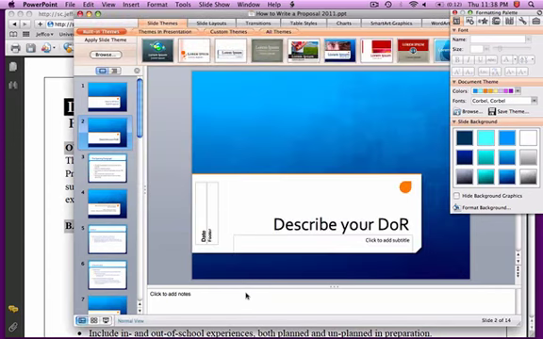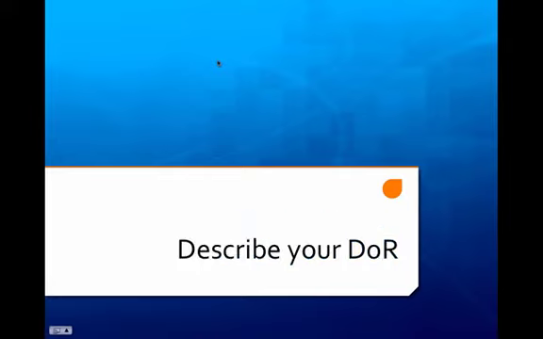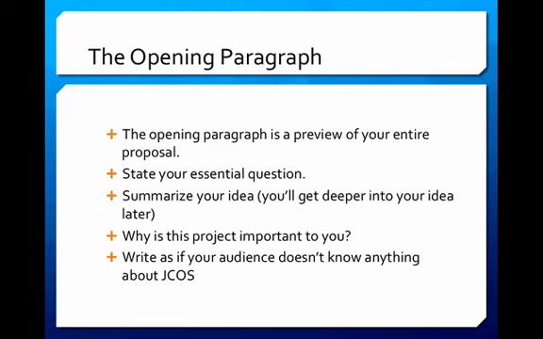last few years. Okay, so how to write the DoR proposal? First of all, you need to have a passion, of course. And once you have a passion and you get this idea of what you want to do to pursue it, your first paragraph describes your DoR. The opening paragraph is a preview of your entire proposal. It's like a good introduction for any paper.